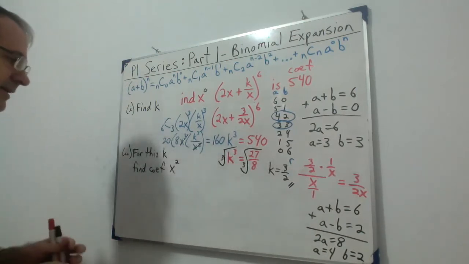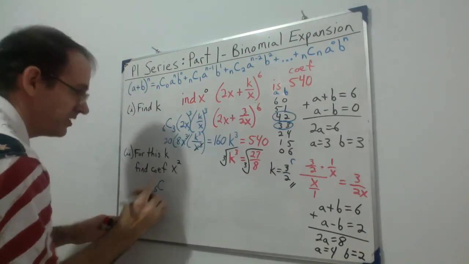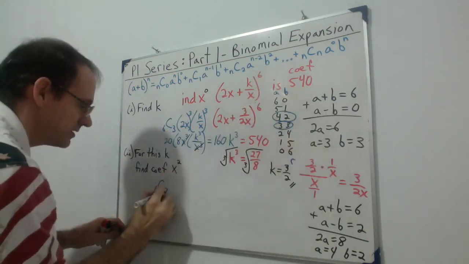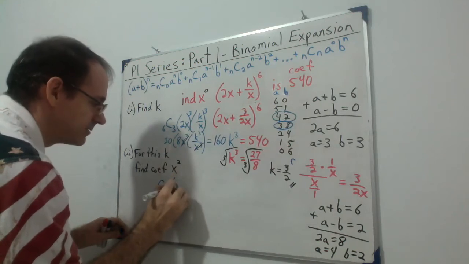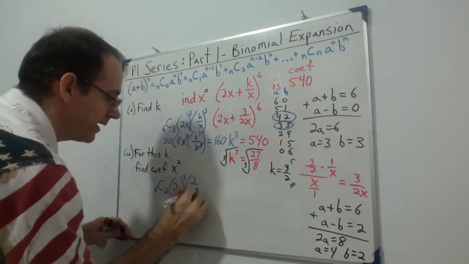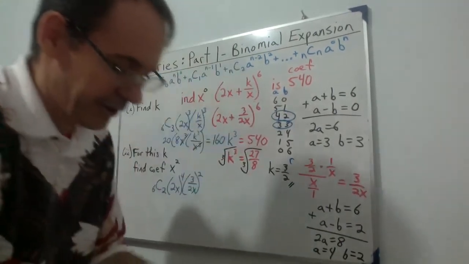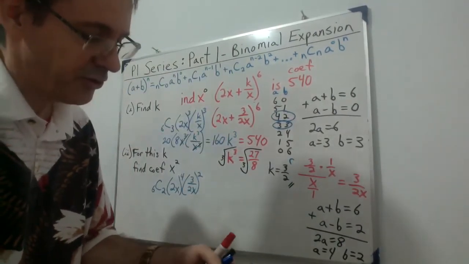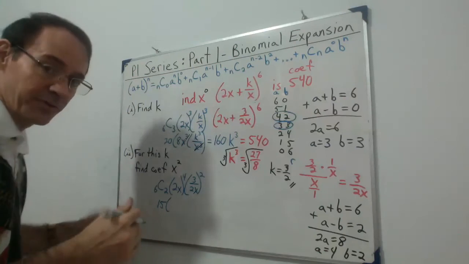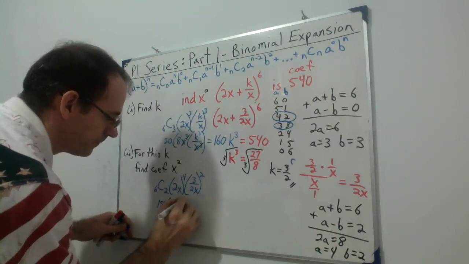And let's go ahead and calculate it out. So we have to do our NCR, 6C2. The r is the 2. That's this column here, 6C2, times 2x to the 4th power, and our 3 over 2x to the 2nd power. 6C2 on your calculator is 15. So we get 15 times 2 to the 4th. 2 times 2 is 4, 4 times 4 is 16. So this is 16x to the 4th.